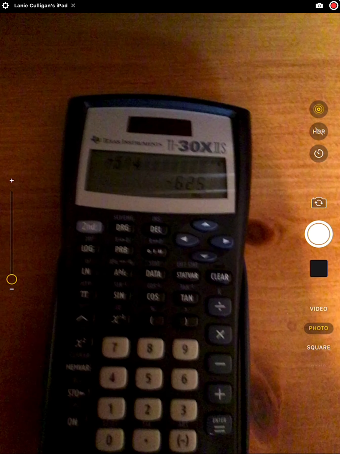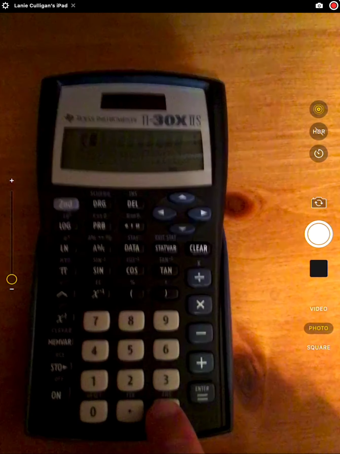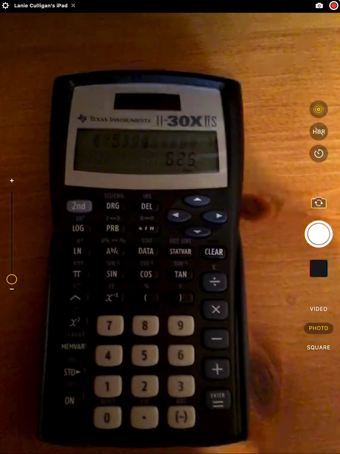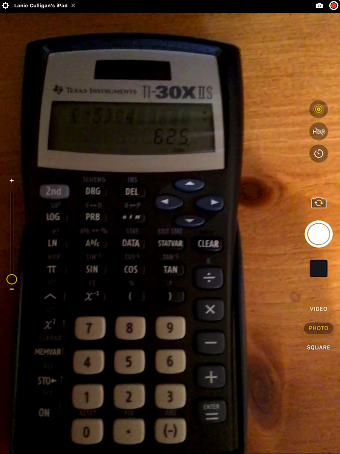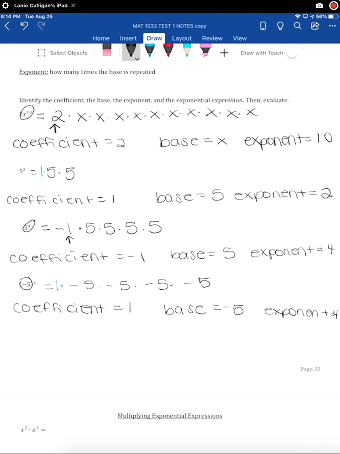So pressing enter, that's saying -625. Sorry, -625. So if I put it in parentheses, clearing this out, in parentheses, -5 to the 4th power, it's going to give us positive 625. So going back to our notes, that makes sense because here we have only one negative, so that's going to make this negative 625.